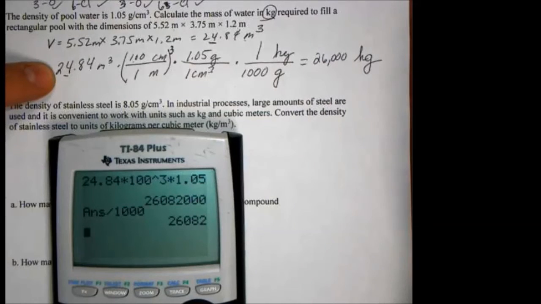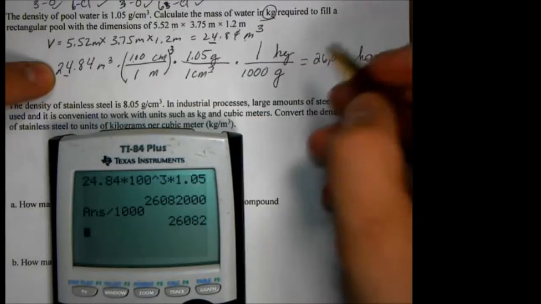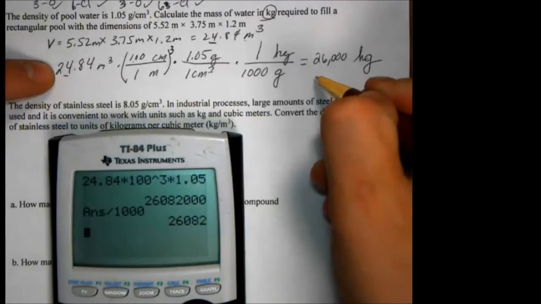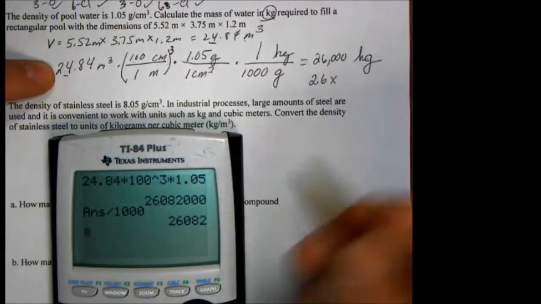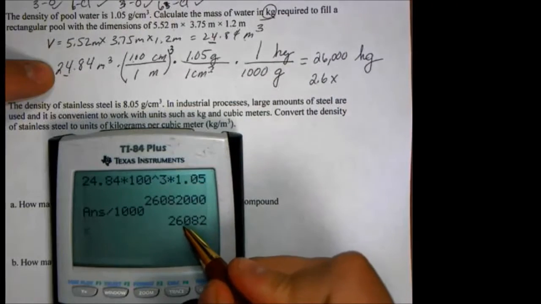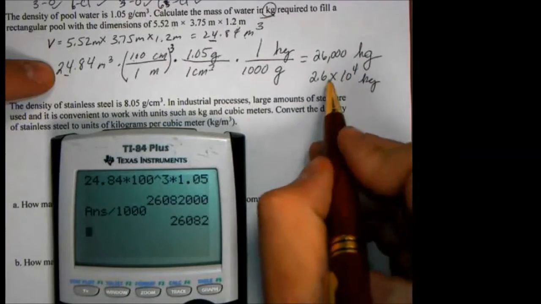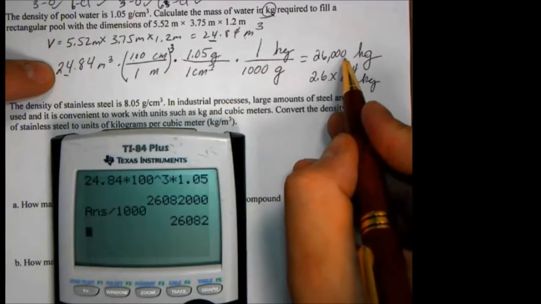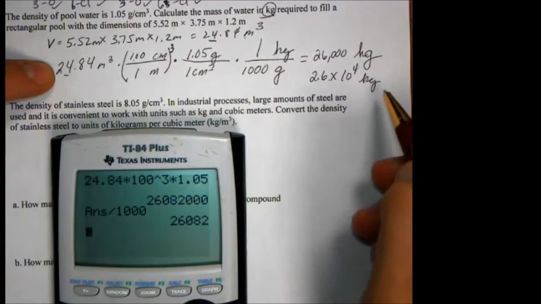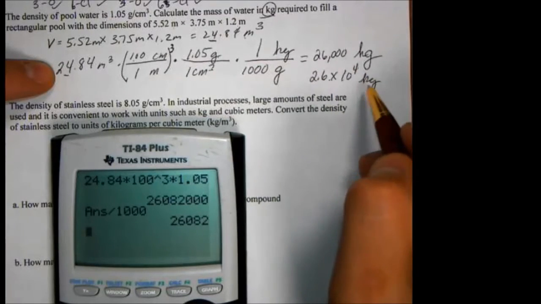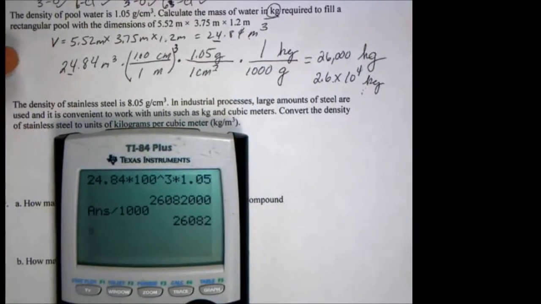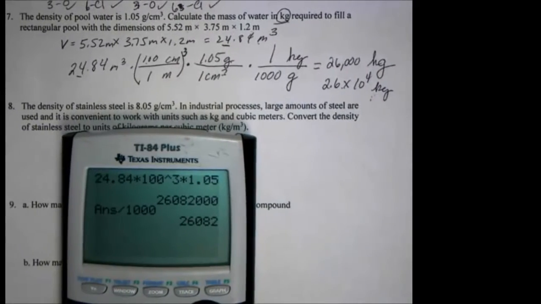We have two significant figures, so you could write this as 26,000 kilograms, rounded off. Or what's always best is to write 2.6 times 10 to the 4th kilograms. I like this better because in this case it's a little ambiguous if you don't put a decimal point, so you would get full credit if you put that. Okay? So that is how you would solve that problem.